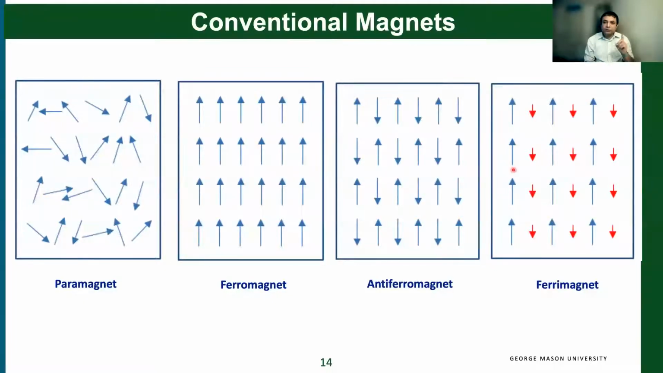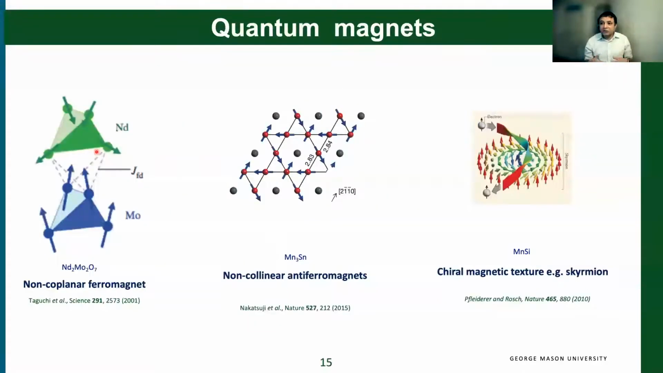Ferrimagnet, where spins in one direction are larger than the spins pointing in the other direction, so we have a net magnetic moment. So it's kind of something between the ferromagnet and antiferromagnet. When these spins are disordered, mostly by the temperature in most cases, then this is a paramagnetic state, right? But these are the conventional magnets. There are various interesting magnetic structures that have been realized, and some examples are here.